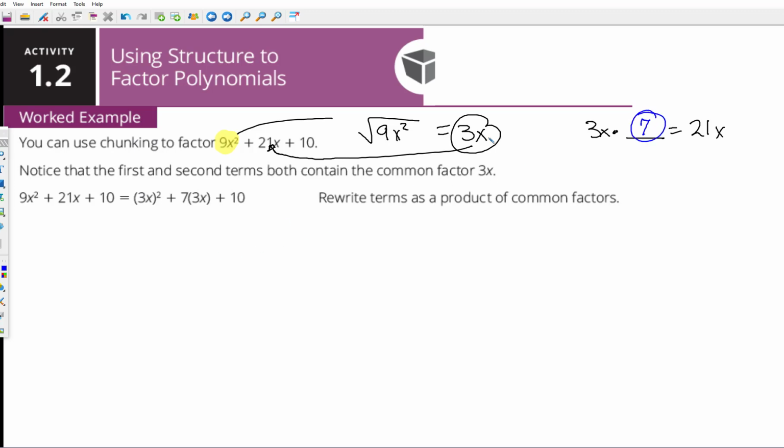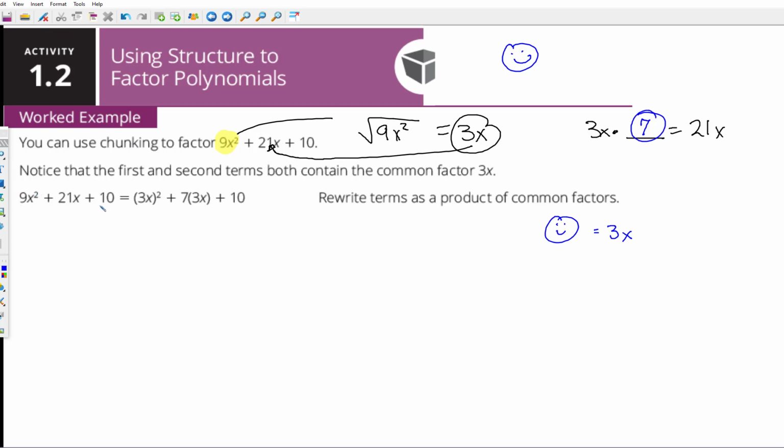So we're going to use this, and I use what's called smiley face substitution. I put a little smiley face. If you want to do a Z like the book does, that's fine. But I set my smiley face equal to what I'm replacing. So my smiley face is 3x.